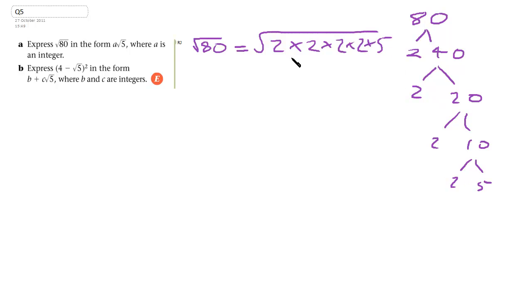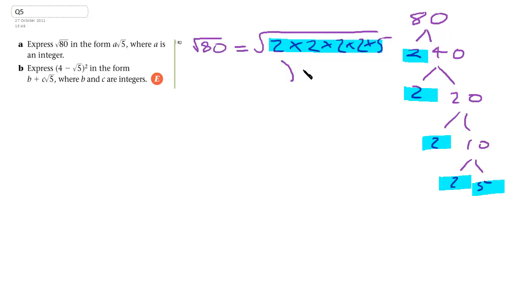So all these numbers under here should be represented by the ends of the branches. This 80 means 2 times 40, and this 40 is 2 times 20, and this 20 is 2 times 10, and this 10 is 2 times 5, so therefore 80 is 2 times 2 times 2 times 2 times 5, and that's what I've got here.